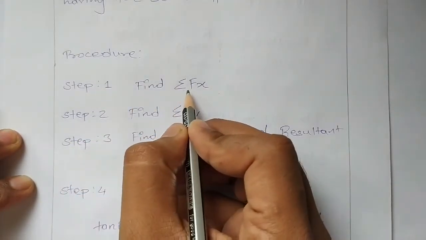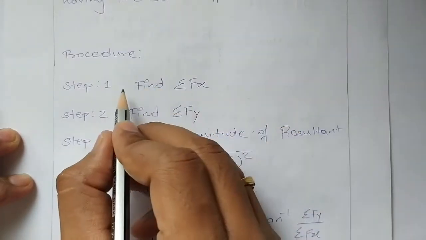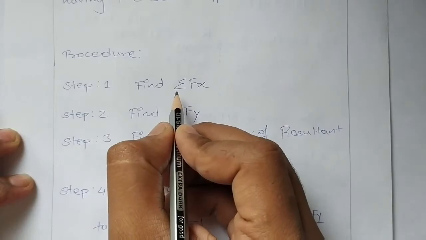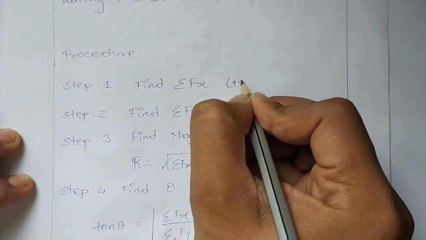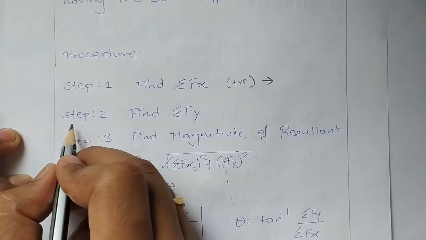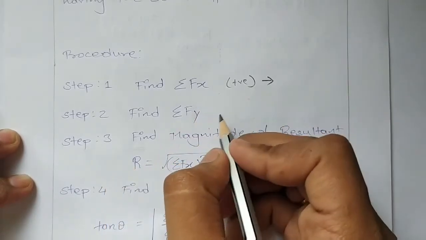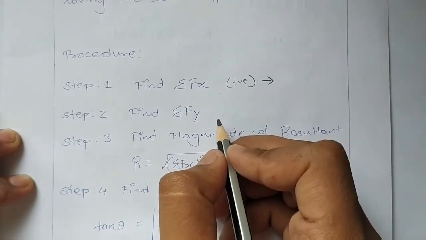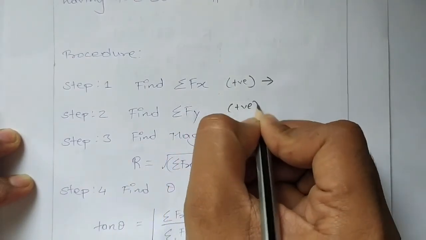First step, to find the summation Fx, which means resolve all the forces along the horizontal x-axis and take the algebraic sum of force components considering proper sign convention, that is positive towards right. Similarly, step 2, find summation of Fy. Resolve all the forces along the vertical y-axis and take the algebraic sum of force components considering proper sign convention, that is positive upwards.